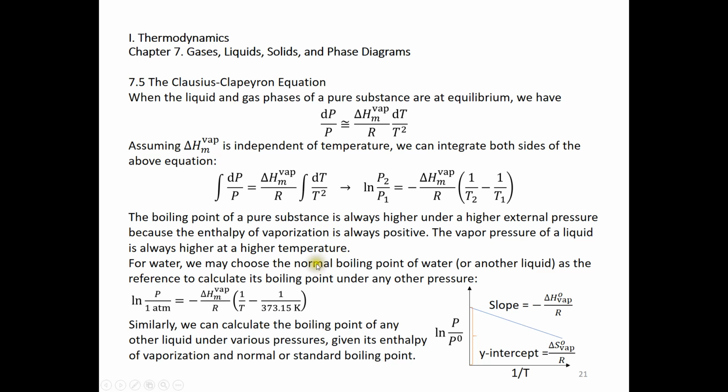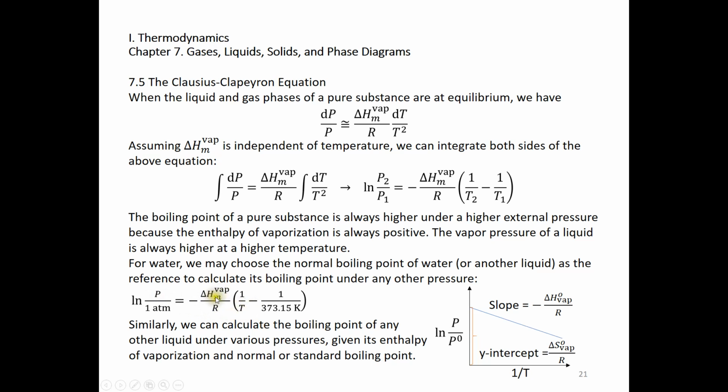For water, we may choose the normal boiling point of water as the reference to compute its boiling point under any other pressure. So water boils at 100 degrees Celsius, so we plug it in here under 1 atm pressure, so we plug in pressure here. Now we have a relationship between the pressure and the boiling point. If you have a higher pressure, you'll have a higher boiling point. Lower pressure, lower boiling point.